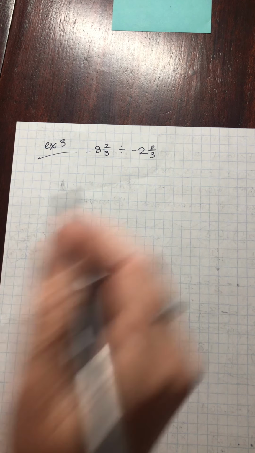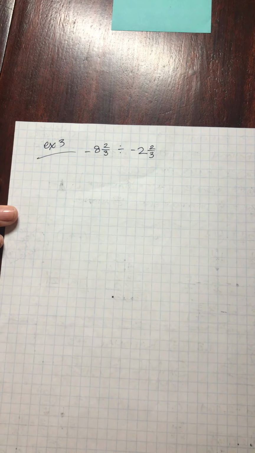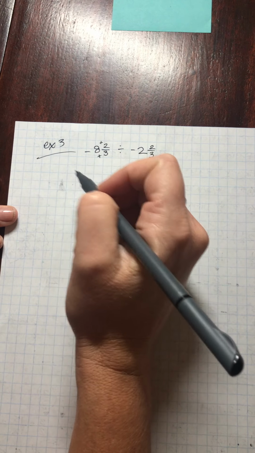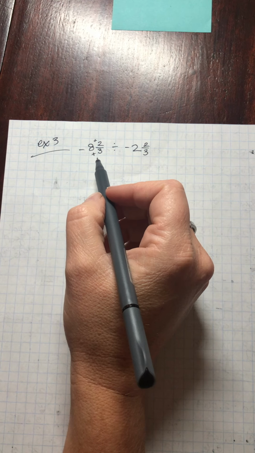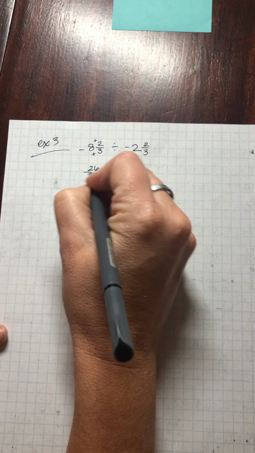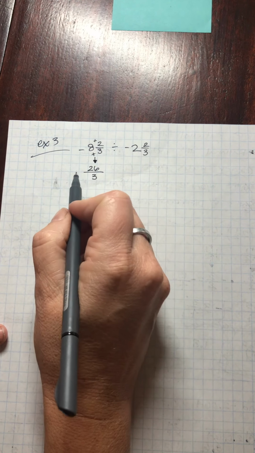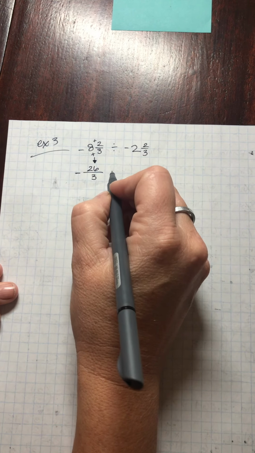Okay? So neither one of these is in the right form. We need them to be just a simple fraction, a top and a bottom, a numerator and a denominator. So because they have 3 numbers here, we have to change them. So we're going to do that where we multiply and add to make them improper. So we have 8 times 3 and then plus 2, which is going to leave us with 26. The denominator stays the same. Okay, so -8 and 2/3 turns into a -26/3.